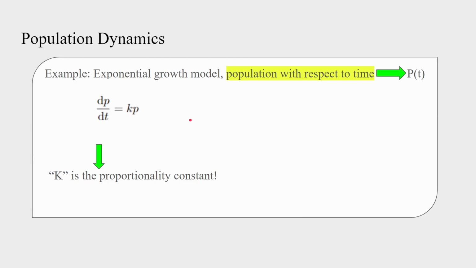So, the exponential growth model. Population with respect to time is P of t. k is a proportionality constant. Obviously, we can solve this. We all know how to solve this.